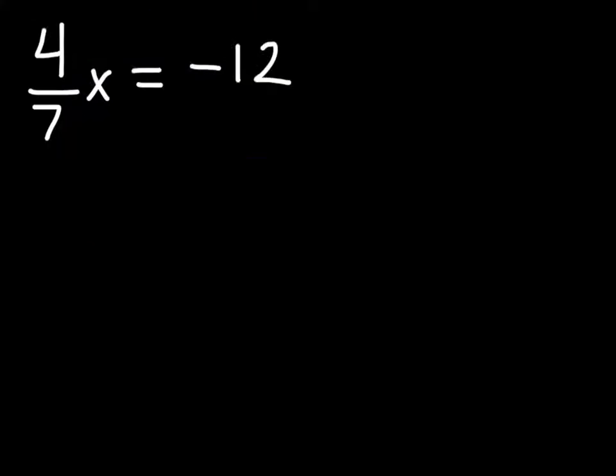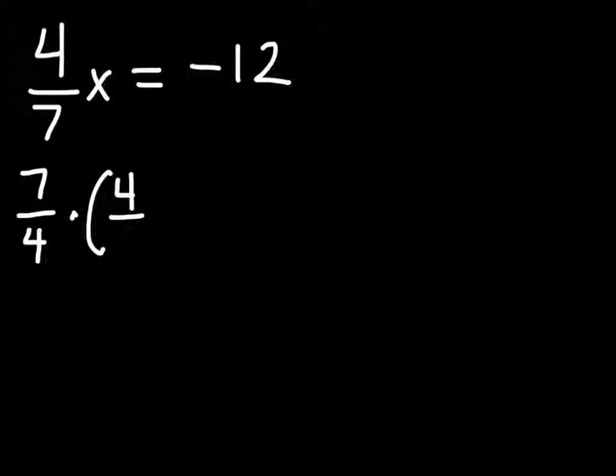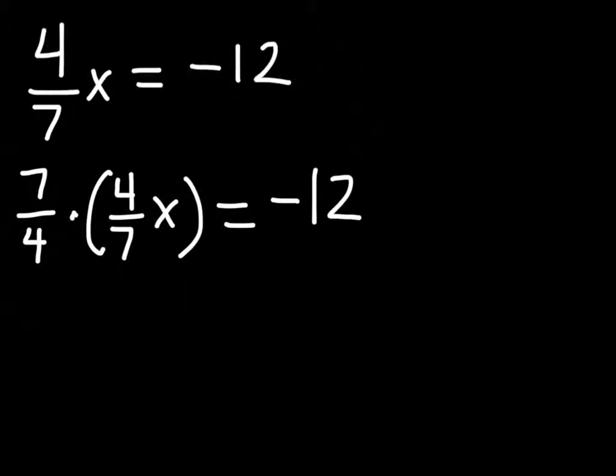Let's solve this equation. 4/7 x is equal to -12. In order to solve, we need to isolate x. And in order to isolate x, we're going to multiply each side of this equation by its multiplicative inverse. So we're going to take 7/4 times 4/7 x equals -12 times 7/4.